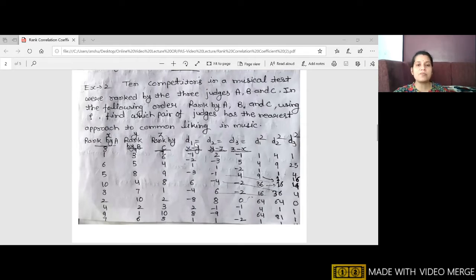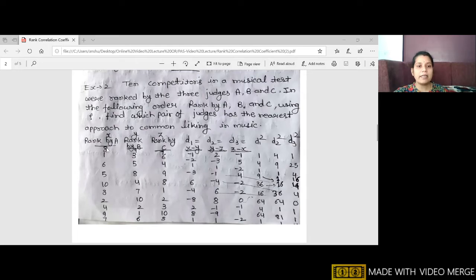Got it? So first we find D1, D2 and D3. D1 is equal to X minus Y, D2 is equal to Y minus Z, and D3 is equal to Z minus X. So first we find the value of D1. What is D1? D1 is equal to X minus Y.